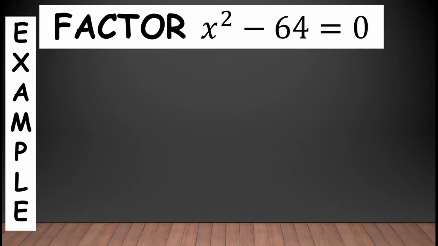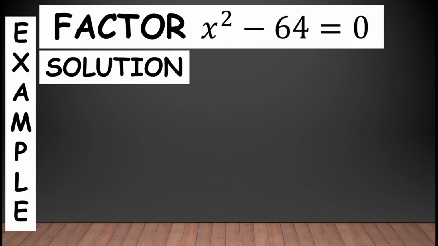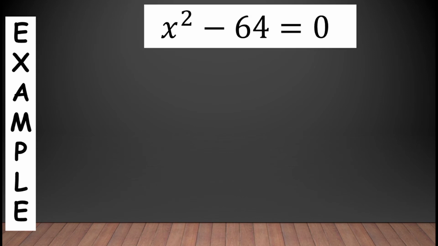Let's have the third example. Factor x squared minus 64 equals 0. What would be the solution? X squared minus 64 equals 0 is a kind of quadratic equation in the form of a difference of two squares. So it is easier for us to identify its factors because it was introduced to us when we were in grade 8.